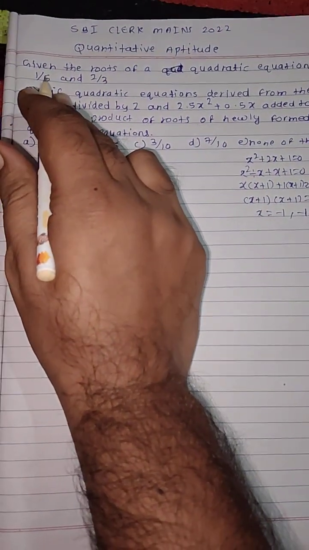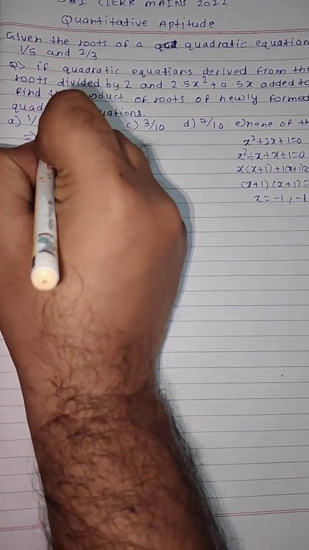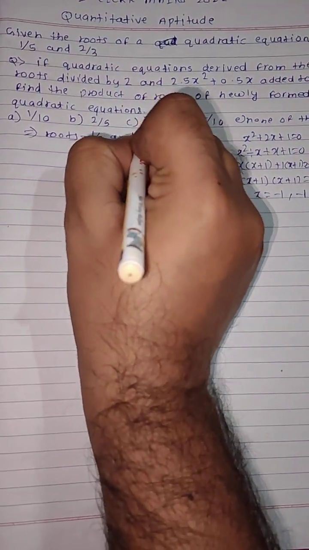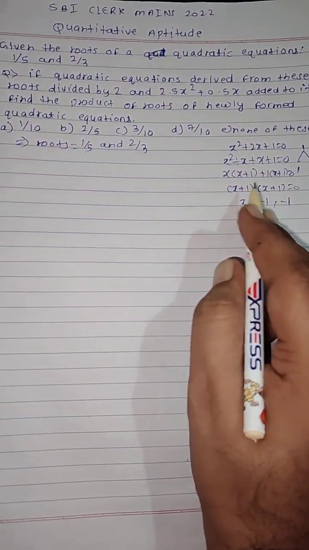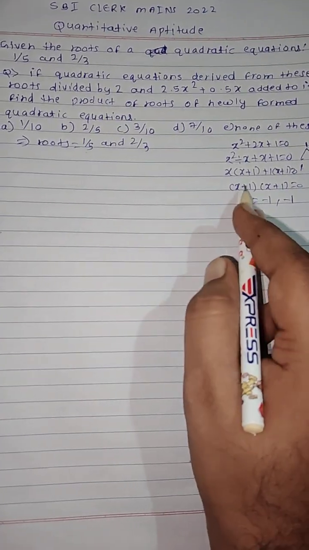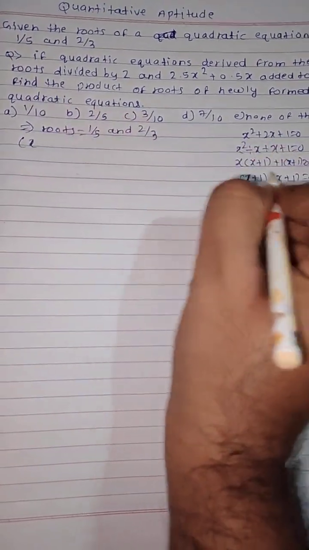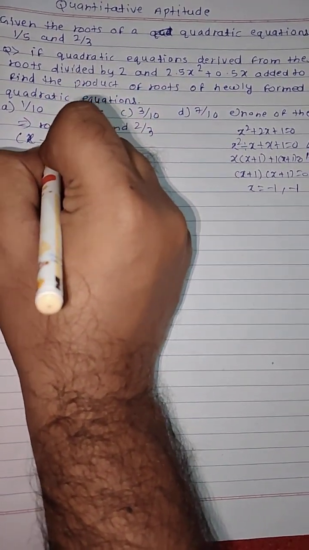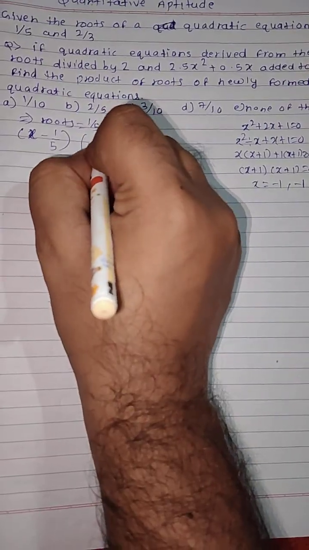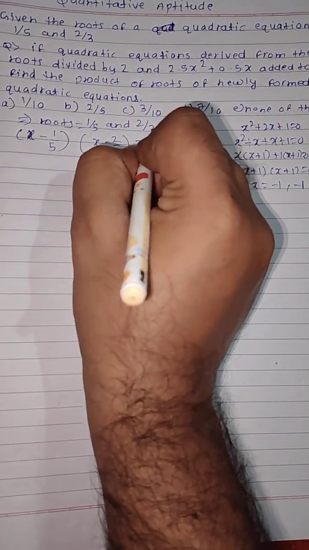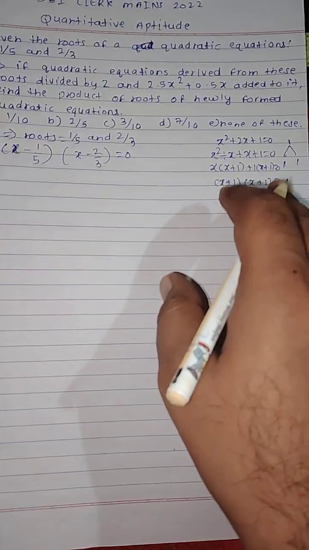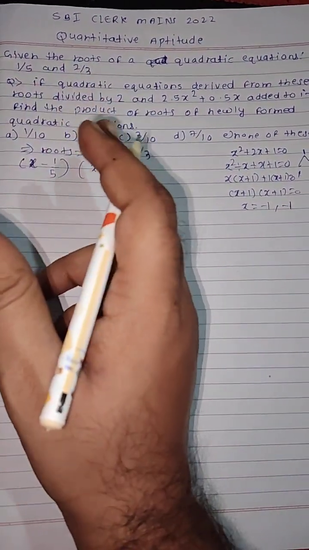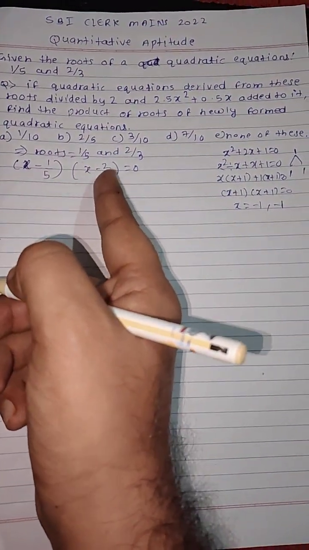So what roots have they given here? 1 by 5 and 2 by 3. What we need to do is just reverse the sign. Here the root is minus, so the factor became plus; here the roots are plus, so the factors become minus. As we wrote x plus 1 and x plus 1 earlier, now we write x minus 1 by 5 into x minus 2 by 3 equal to 0.